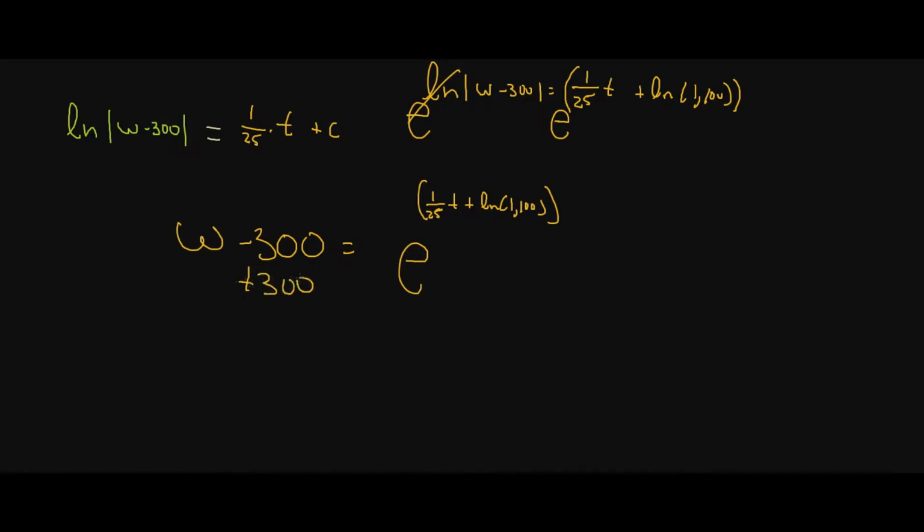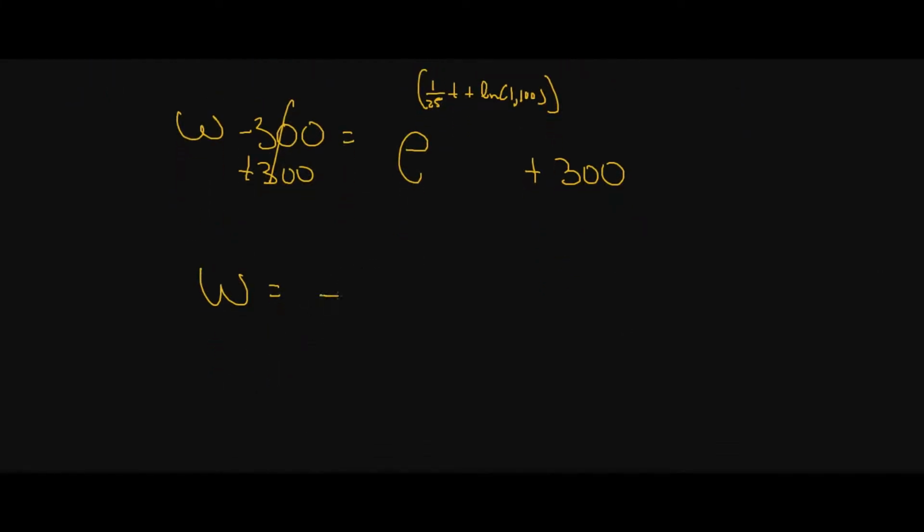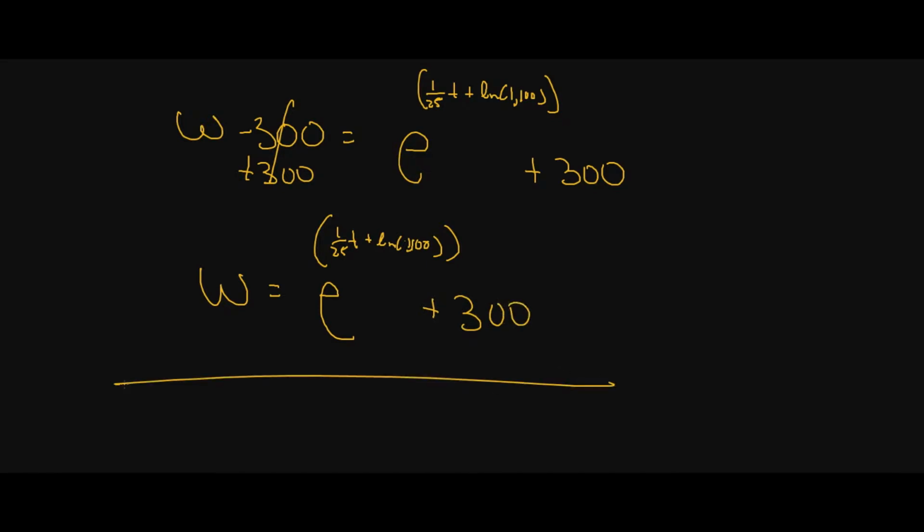Let's go ahead and add 300 to both sides. That cancels out. w is equal to e to the 1 over 25 t plus ln of 1,100. And let me just put an extra set of parentheses, plus 300. Bam, there it is, right? That's 5 points that I can get.